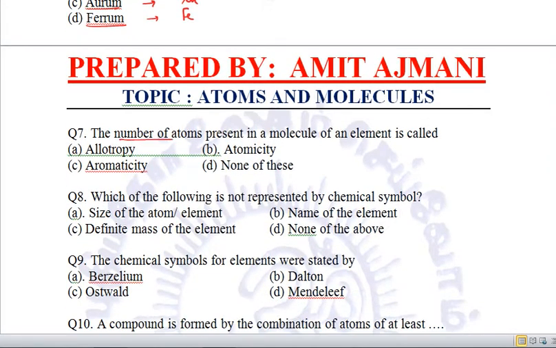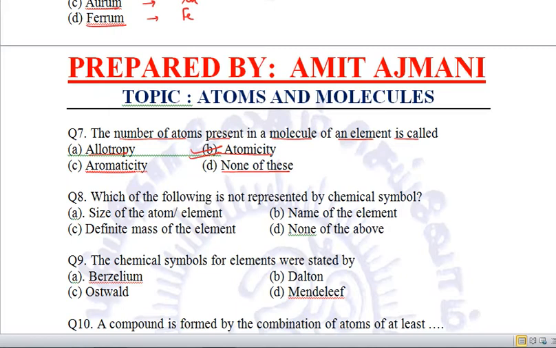The number of atoms present in a molecule of an element is called: is it allotropy, aromaticity, atomicity, or none of the above? It is atomicity. Atomicity is the number of atoms which are present in one molecule of an element. So B, atomicity, will be the right answer.